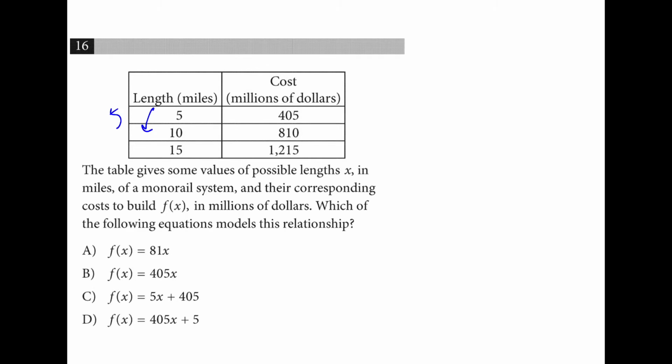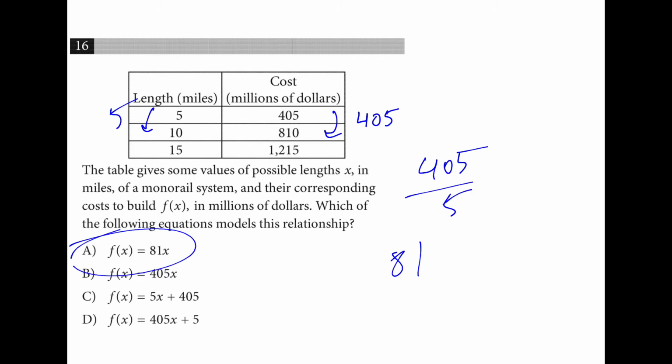As the length increases by 5, the cost increases by 405. So 405 divided by 5 is 81. The only one that has a slope of 81 is A.